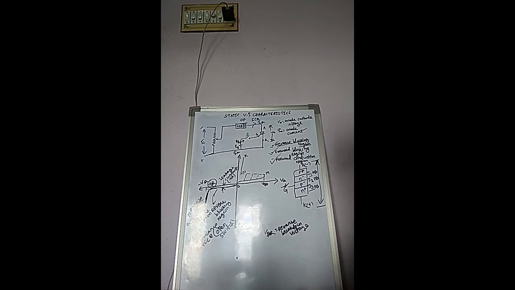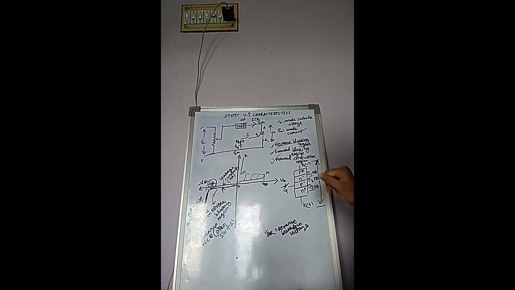So the inner two regions of the SCR are lightly doped, and I am showing you N minus and P minus. What you conclude from this diagram is that the inner two regions are lightly doped as compared to the outer layers.